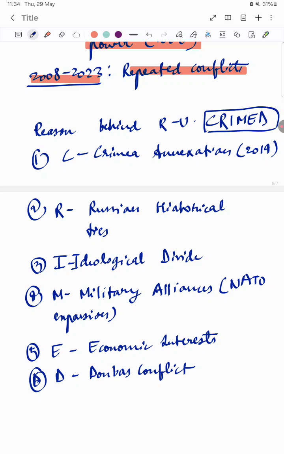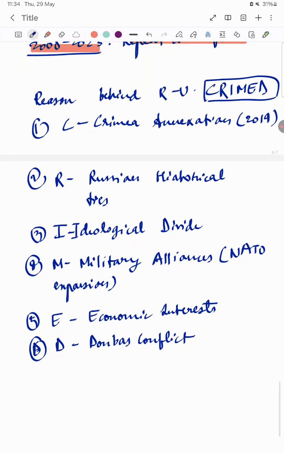I stands for ideological divide, the cultural and political split between Ukraine's pro-EU West and pro-Russian East. Fourth is M, which stands for military alliances, that is NATO expansion. Russia's opposition to Ukraine's potential NATO membership is seen as a security threat. E stands for economic interest, control over energy resources, for example gas pipelines, and economic leverage in the region. D stands for Donbas conflict, Russian-backed separatist movements in eastern Ukraine's Donbas region since 2014.